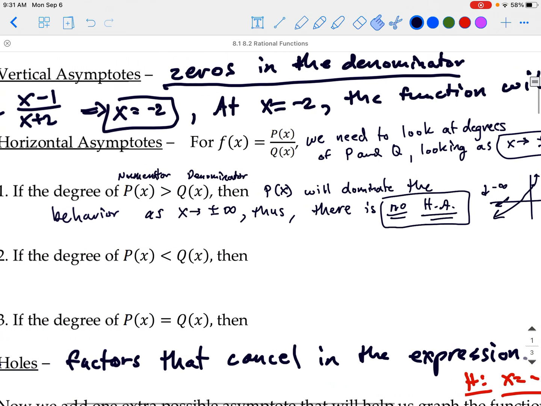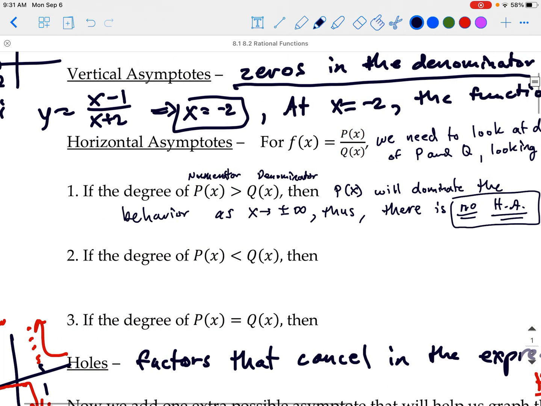And we'll come back to this example in just a moment. So now what if p is less than q? Well, then that means that q of x will dominate the behavior as x goes to positive or negative infinity.